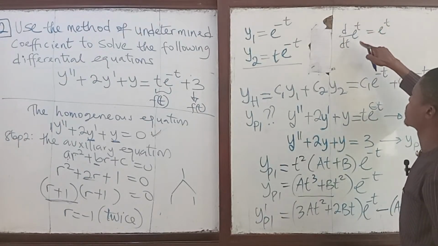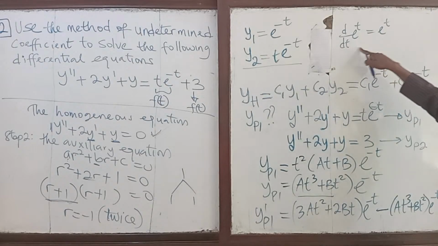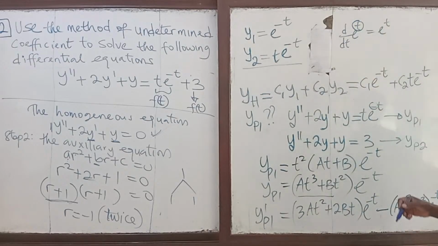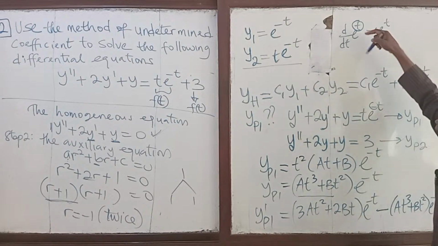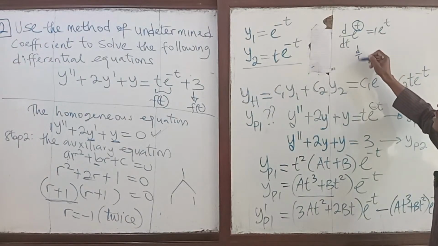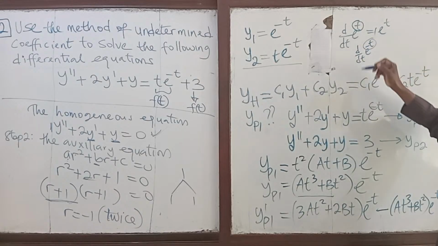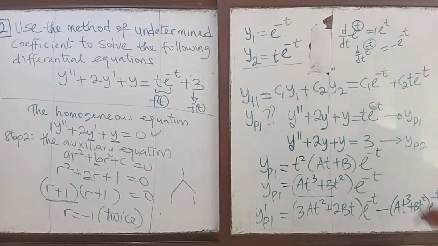Let me start from there. When you differentiate the e function, it gives you the same function, but you need to multiply it by the derivative of the power, which is 1 in that case. But in our question, we have e to the power minus t. The derivative of the power is minus 1, so times the function itself.